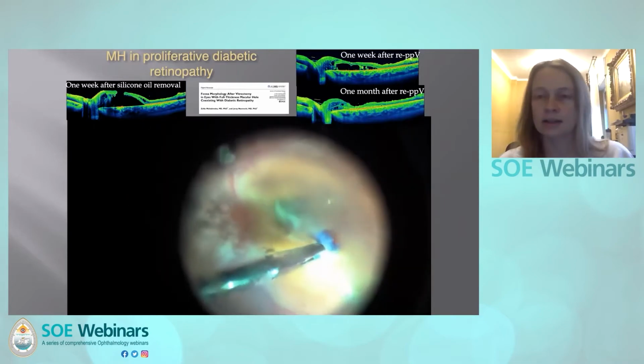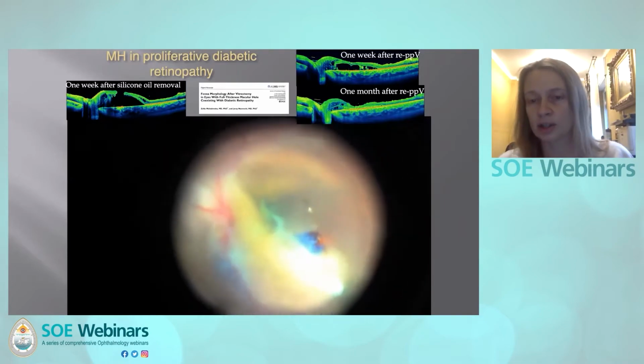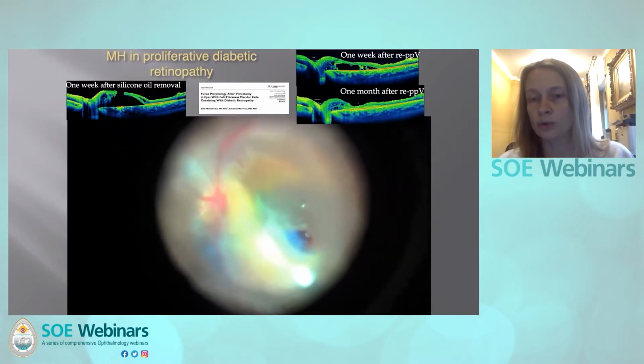It is a modification of the autologous ILM flap transplantation. You can see it can fly over. You have to position it. We usually use viscoelastic material to do that.